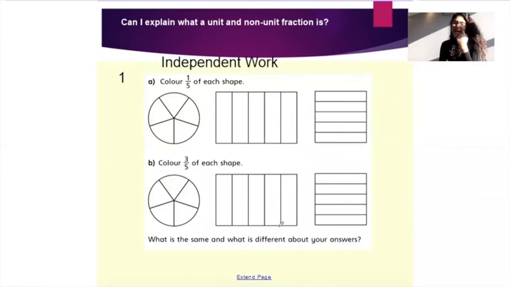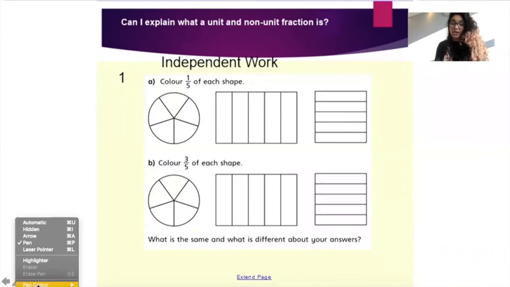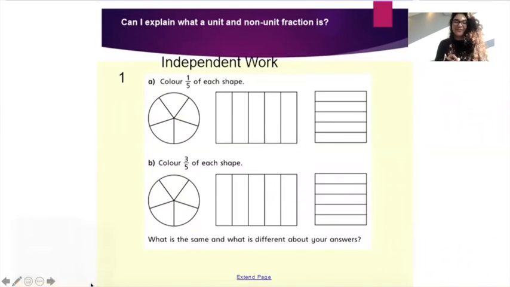Right, now, time for your independent work. Question 1, part A. Colour 1/5 of each shape. Have a go at doing that for me. Part B then, by the way, before you pause the video and continue, part B as well says colour 3/5 of each shape, colour 3 out of 5. And then what I would like for you to do is tell me what is the same and what is different about your answers. Off you go.